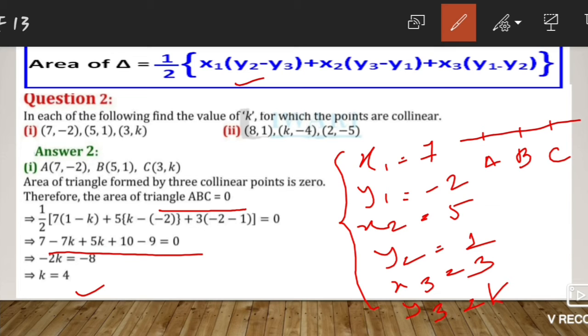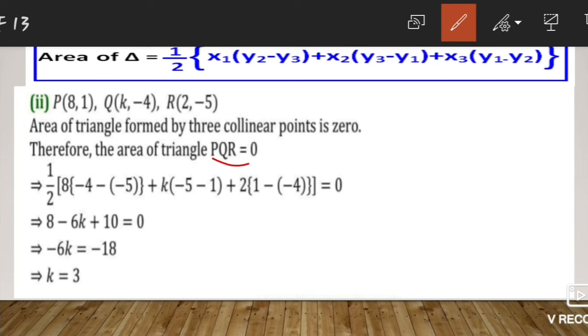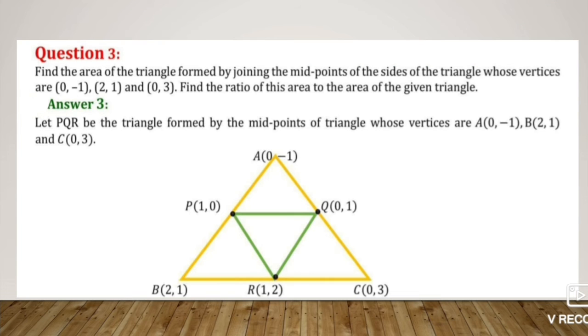Similarly, for part 2, in the same manner, you will put the values of x1, y1, x2, y2, x3, y3 in the equation. That means the area of PQR will be equal to 0. In place of the area of PQR, put the formula. So you will get the value of k equal to 3. Now the next question.